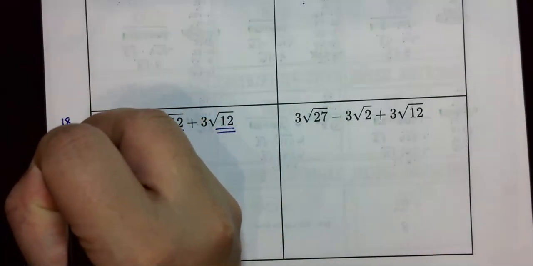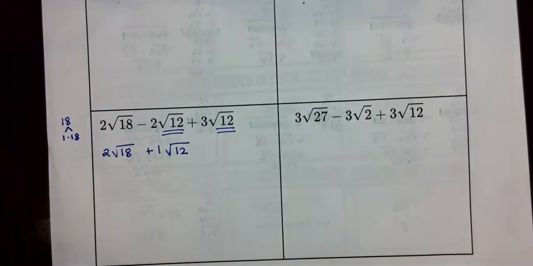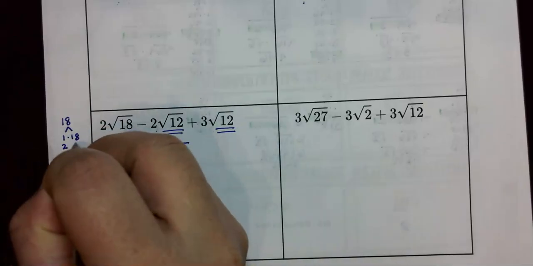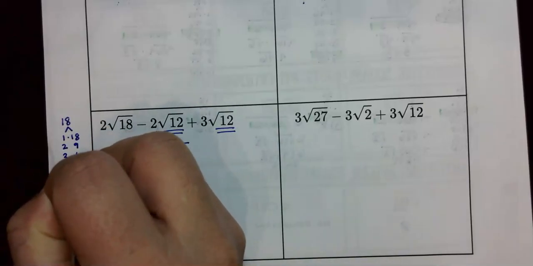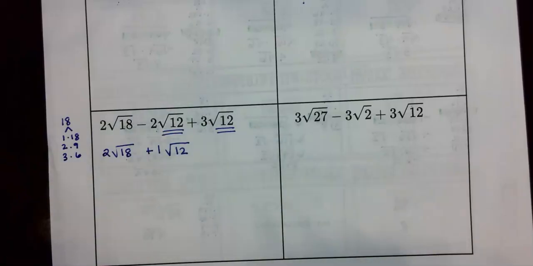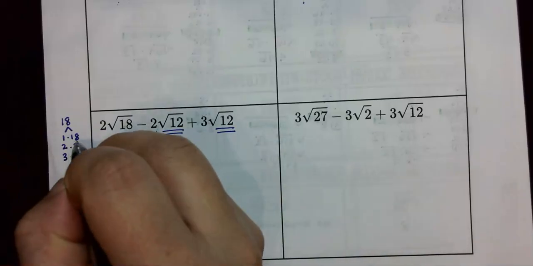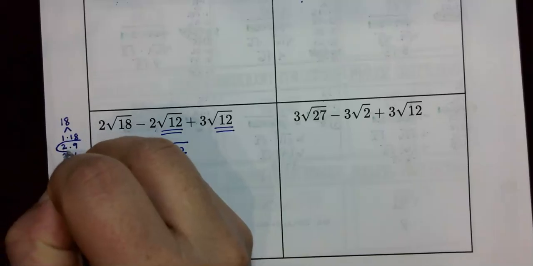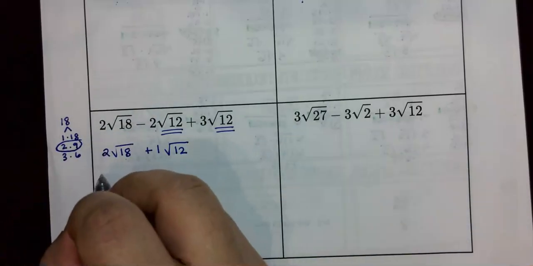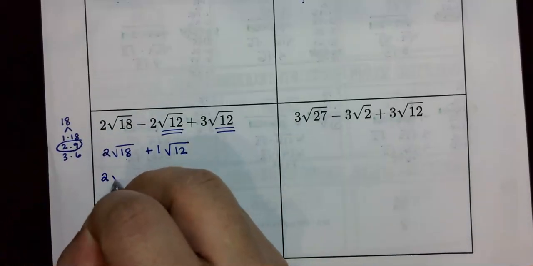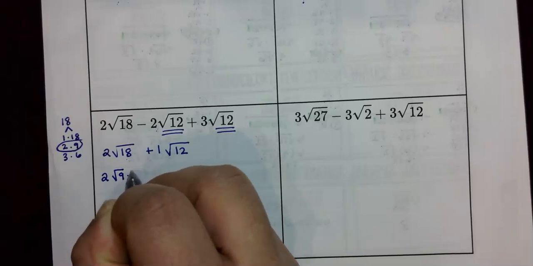Find the factors of 18. Now, if we've already done the number 18 before, you can just go back and look at those numbers, or you can just redo them like this. So the biggest perfect square is 9, so we're going to use 2 and 9 to break that down. So we're going to say 2 square root of 9 times the square root of 2.